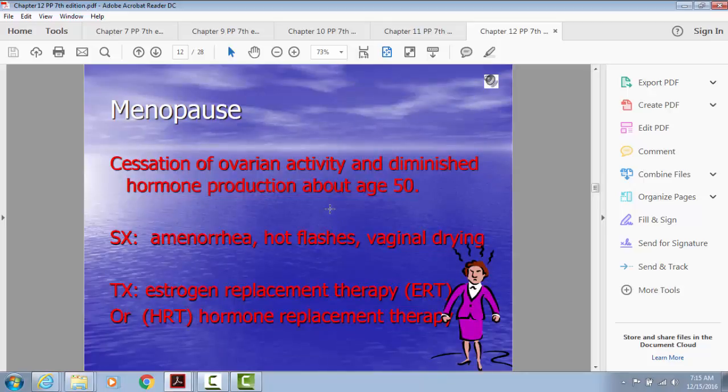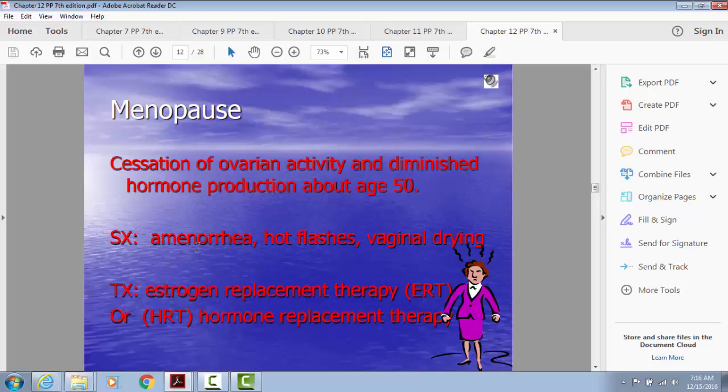Menopause is the cessation of ovarian activity and diminished hormone production that occurs about age 50 in females. So symptom-wise, this is when females stop having their periods, and so the medical term for that is amenorrhea. Rhea means discharge or flow, a means it's without, and meno means menses. They can have hot flashes and vaginal drying, some emotional instability as far as the hormones no longer being there, so they have some emotional lability.